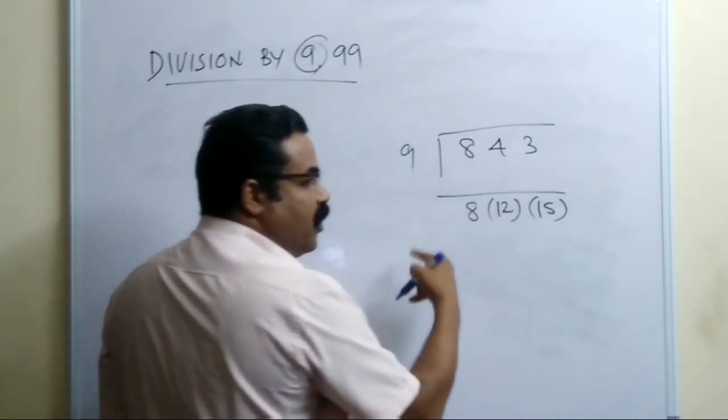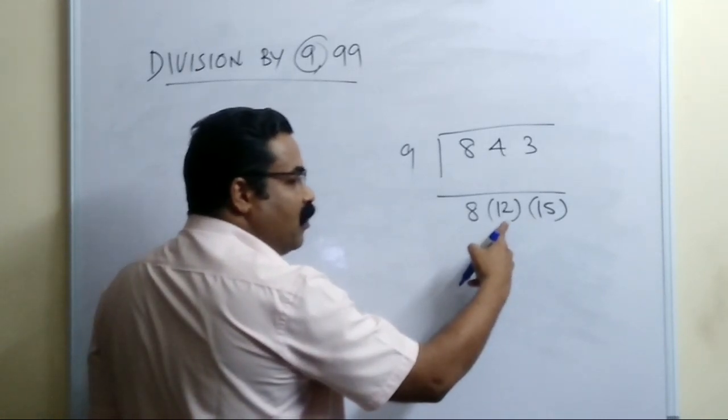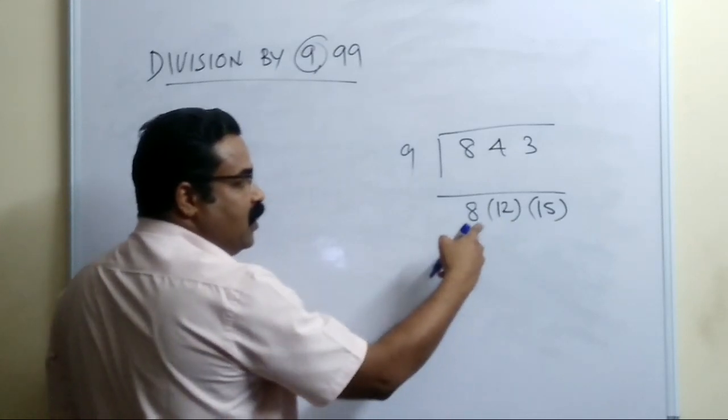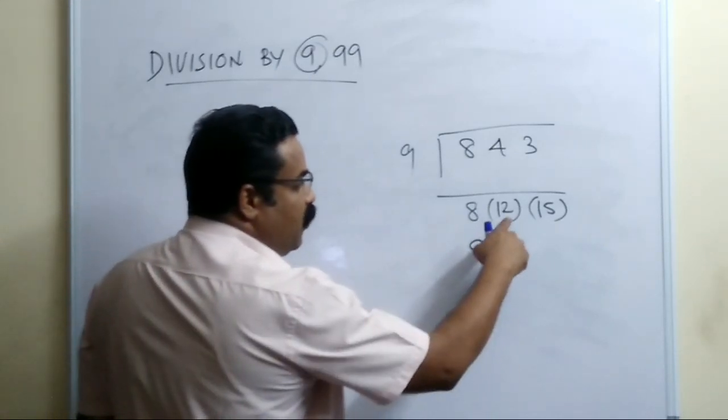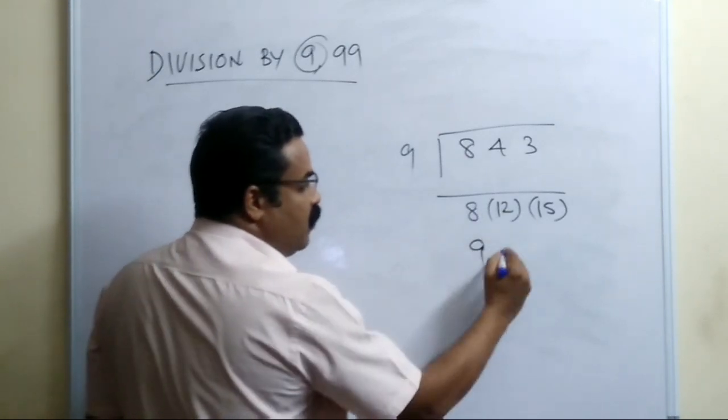This is the first step we have to do. Then we can keep only 1 digit here. The remaining digits you have to carry. So 8, this 1 will be carried this side. So 8 will become 9. 2 will be balanced here. This 1 will be carried here. So that 2 plus 1 will become 3.